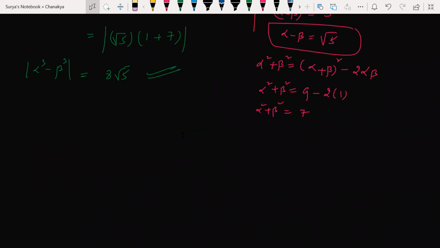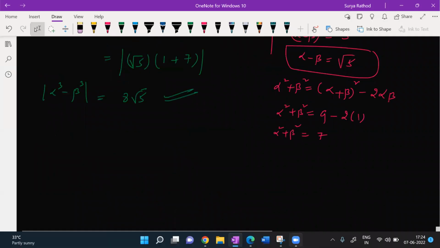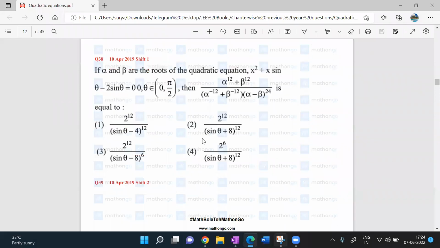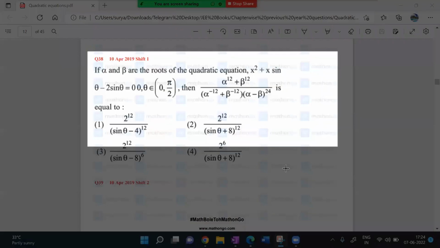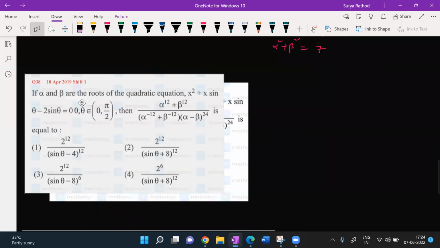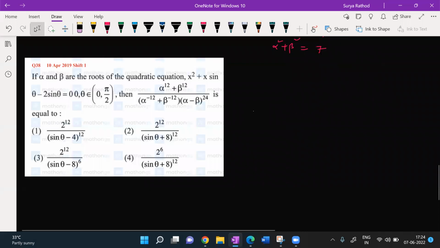Next. Solve this question. 38th one. Quick. If alpha and beta are the roots of the quadratic equation x square plus x sine theta minus 2 sine theta is equal to 0, where theta belongs to 0 to pi by 2, then alpha to the power of 12 plus beta to the power of 12 divided by alpha to the power of minus 12 plus beta to the power of minus 12, into alpha minus beta to the power of 24 is dash.